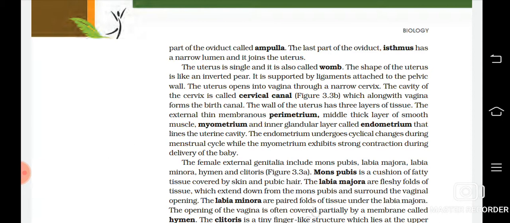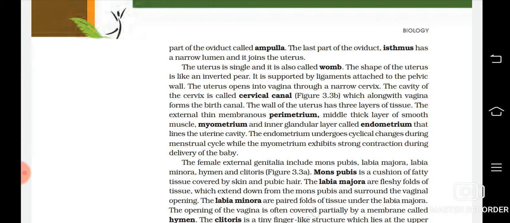Among these, the endometrium undergoes cyclical change during the menstrual cycle. We have studied that during the menstrual cycle the endometrium falls off, isn't it? So the changes happen in which layer? The endometrium. And the myometrium is needed for the process of delivery; it shows strong contraction, and that results in the delivery of the baby.